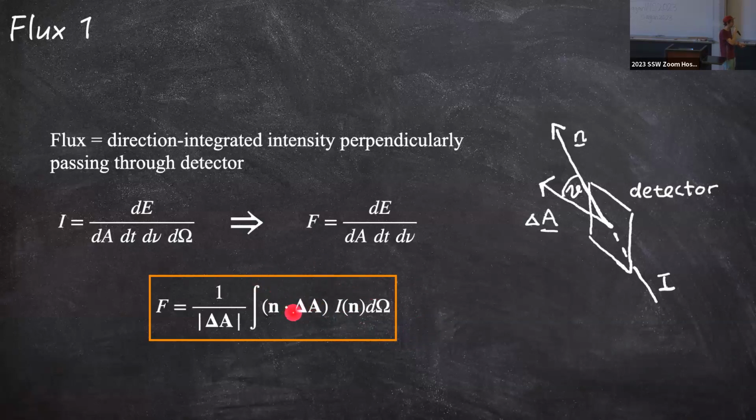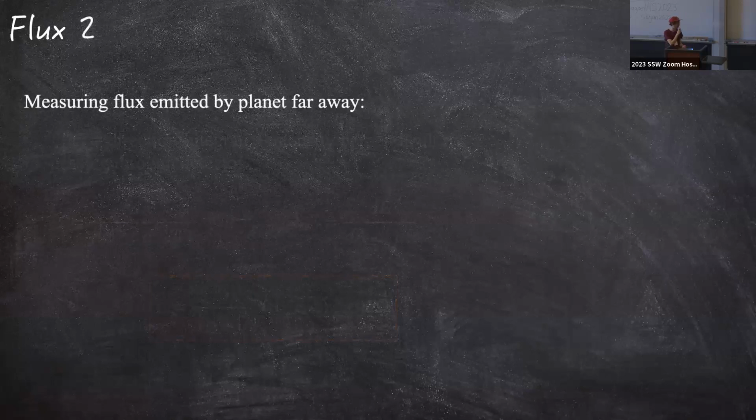If these are perpendicular, then no energy passes through the detector, and if they are parallel, the light just goes straight through the detector. Then we normalize by the detector area again, because delta A is not a unit vector. To make it a bit more concrete, we can calculate an example.